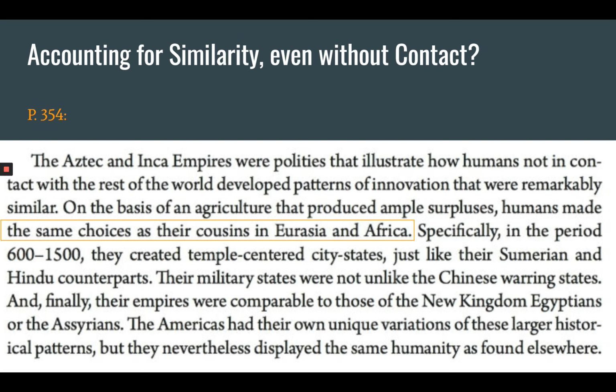And the book on page 354 has this excellent passage that talks about some of the similarities that we see in the empires of the Americas, especially Central and South America, with those that we see in Eurasia and Africa. We see these big empires forming, even though there's no real contact between Eurasia and Africa and the Americas until after these empires are coming into conflict with one another.